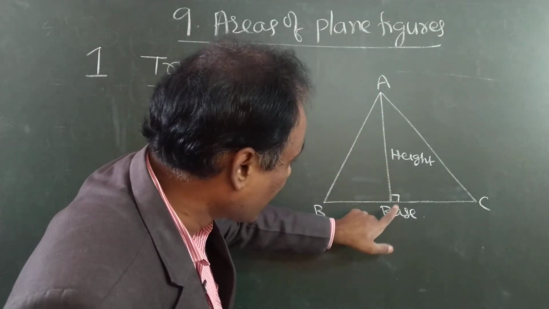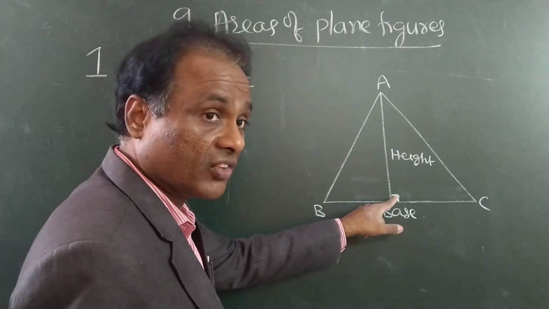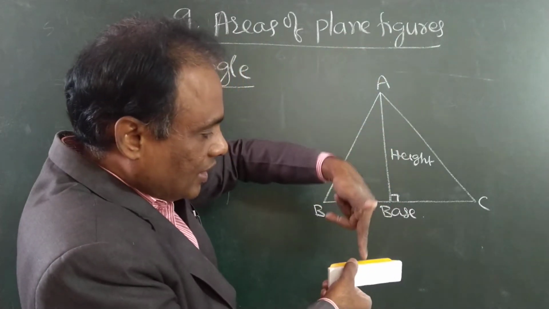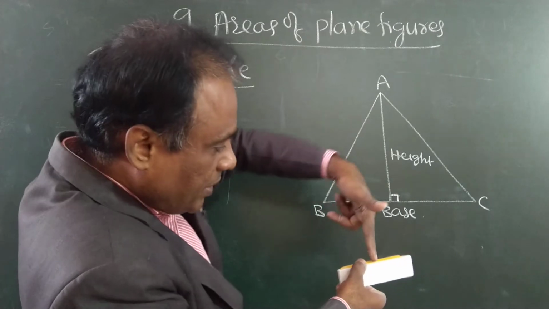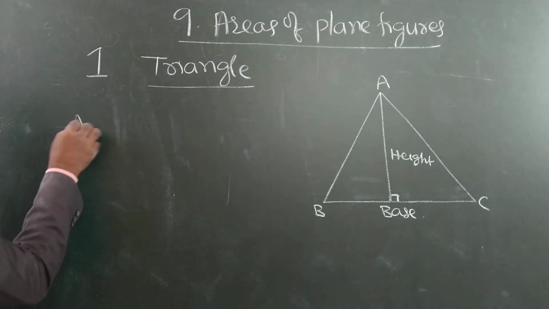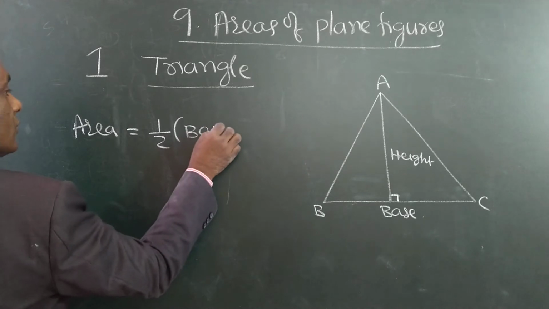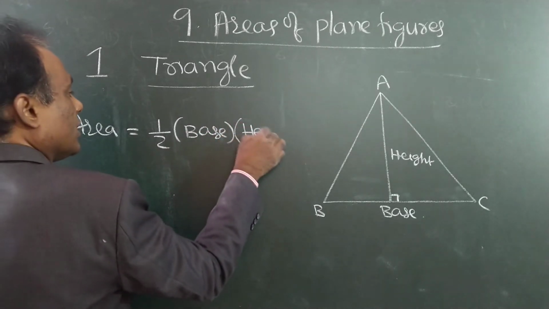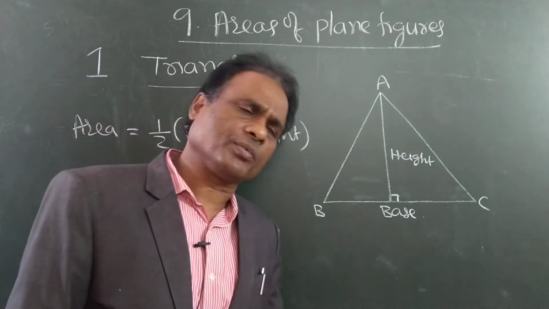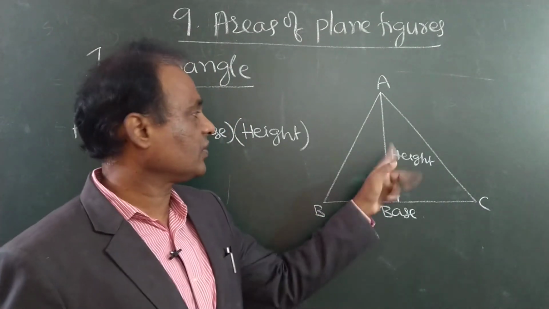Straight line which makes 90 degrees with the base. This is the symbol for 90 degrees. Wherever I write like this, that means it is 90 degrees. So it is also called a perpendicular line. If it is inclined, it is not perpendicular. Perpendicular means straight. So this is the height, this is the base. So you studied the formula for area of the triangle, that is half base into height. We have one more formula also, but it is not applicable in this chapter. We may study it in the higher classes. Only one formula, half base into height.